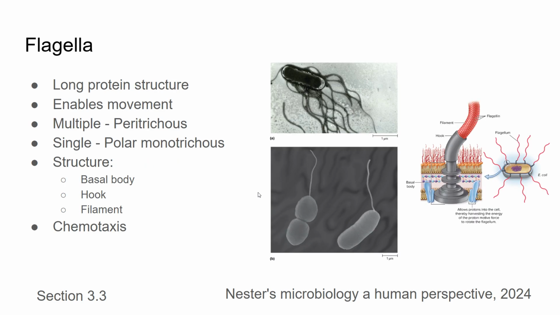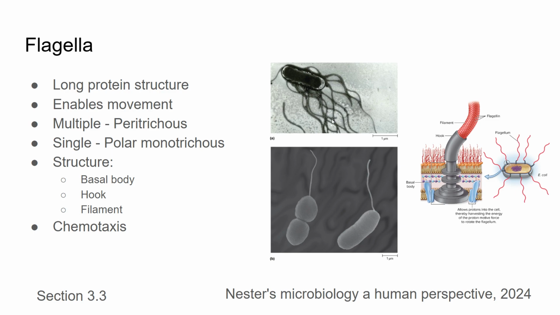Another structure on the outside of the cell is a flagella. This is a long protein structure. This enables movement of the cell, and we can see that here. If we have multiple flagella, this is peritrichous, and if we have a single flagella, this is polar monotrichous. So polar because it's on one pole of the cell, and monotrichous because there's one, or peritrichous because there's many.